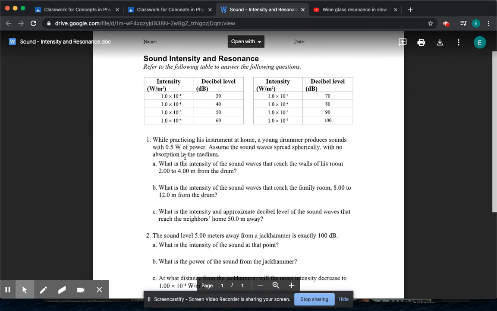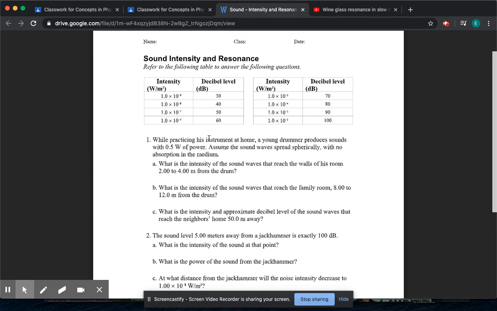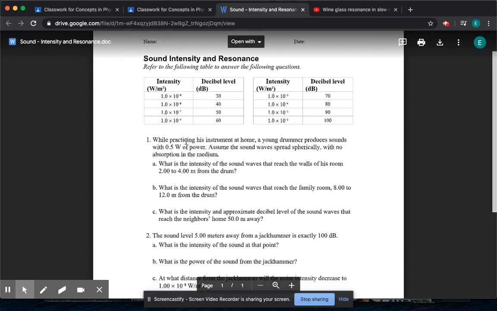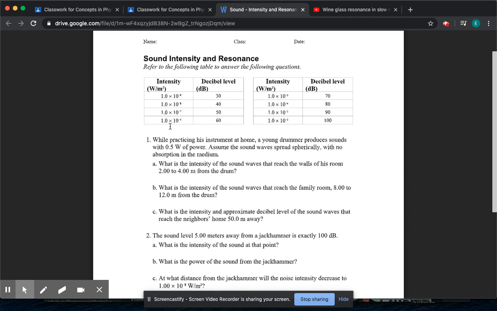So I'll see if I can do 1A with you. While practicing his instrument at home, a young drummer produced sounds with 0.5 watts of power. Assume the sound waves spread spherically with no absorption in the medium. What is the intensity of the sound waves that reach the walls of his room from 2 to 4 meters from the drum? So what they're asking you is how loud the sound was to this individual from this distance, from 2 to 4 meters.